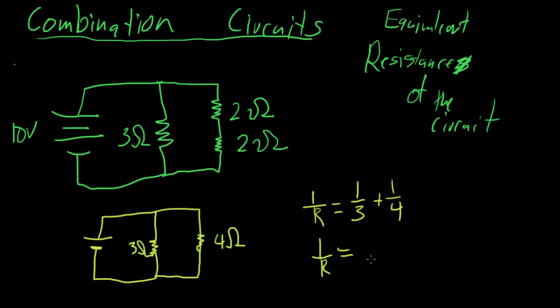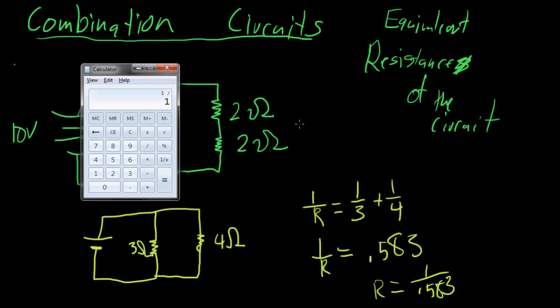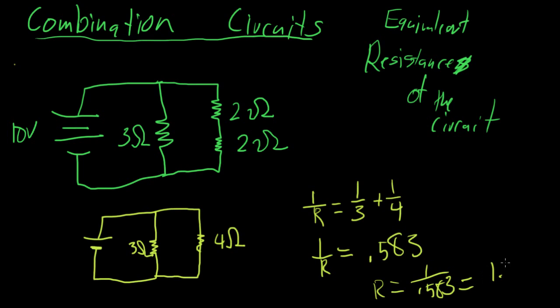Okay, so that equals 0.583. So solving that for R is going to equal 1 divided by 0.583. So the equivalent resistance turns out to be about 1.7 ohms. Alright, we just took this part, figured out the equivalent resistance, which was 4. Then we took these, used the rule for parallel circuits to get the equivalent resistance of the whole thing. Let's do another one.